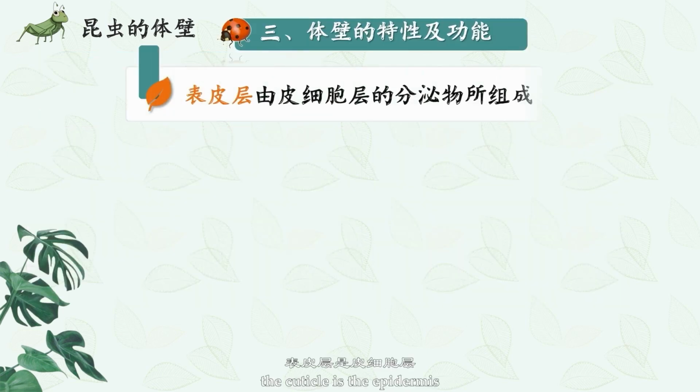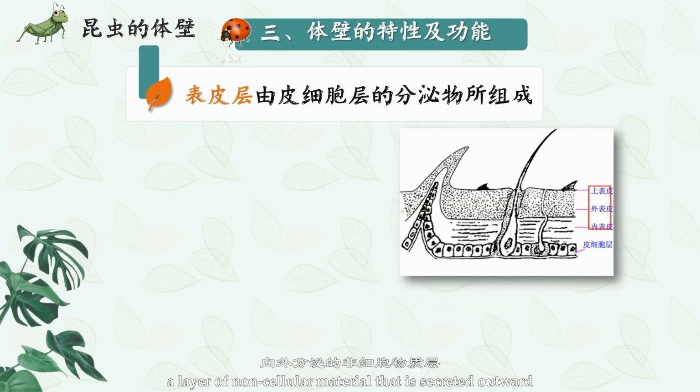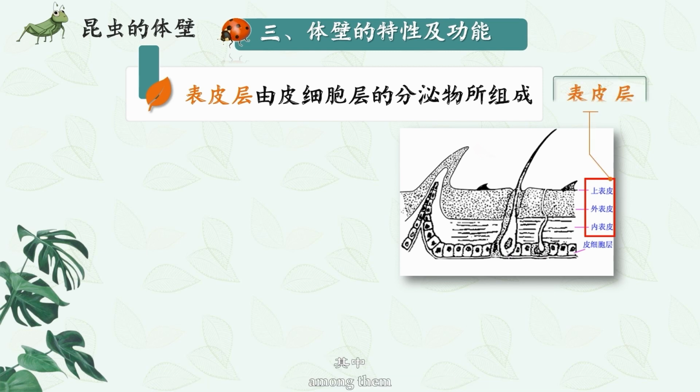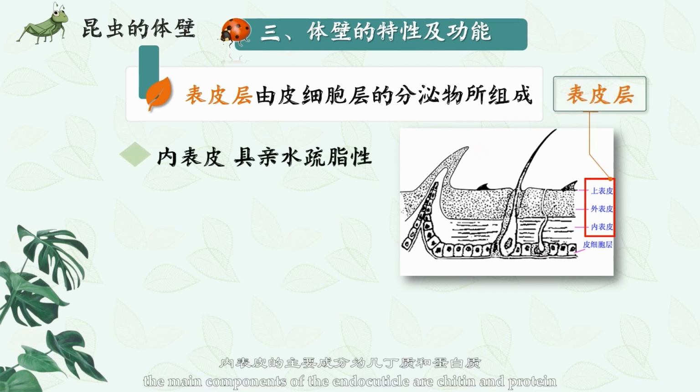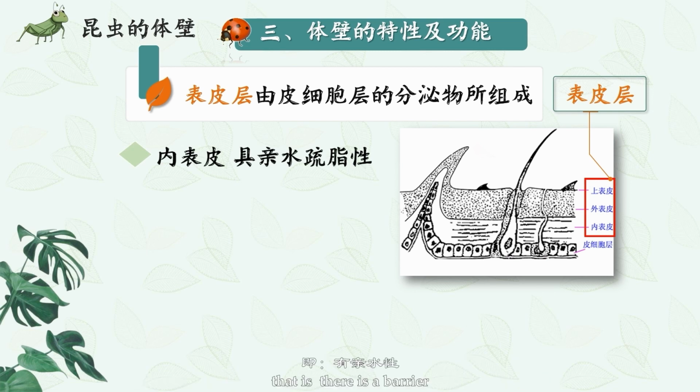The cuticle is a layer of non-cellular material that is secreted outward by the epidermis. Among them, the main components of the endocuticle are chitin and protein, which are hydrophilic and lipophobic. That is, there is a barrier between hydrophilic and lipophilic substances.